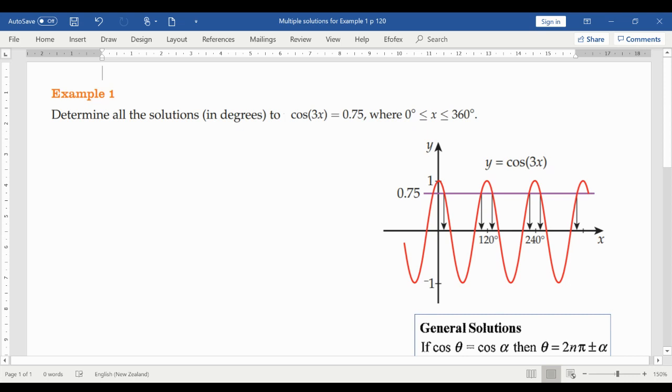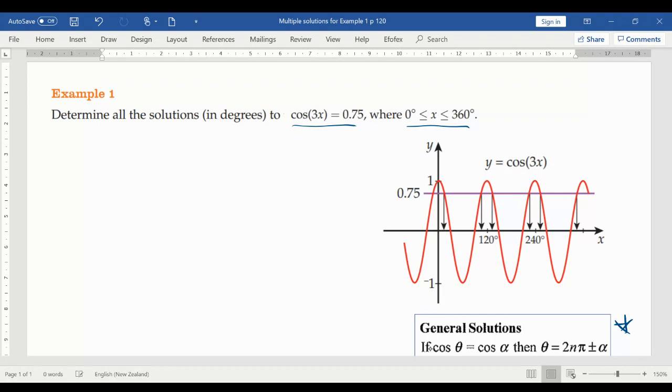We're going to do the example on page 120 of your textbook. It says determine all the solutions for this thing here over that region. Notice it's in degrees, so your calculator will be in degrees. We're going to do this by using the general solutions, and I've written the general solution for the cos formula down here.